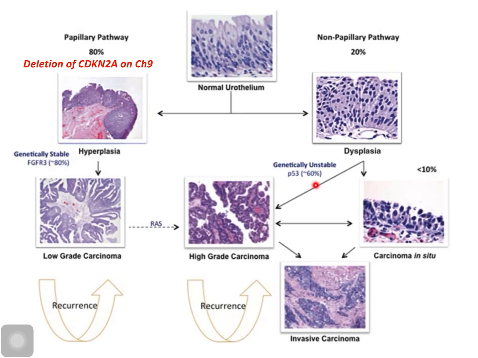Those cases which show P53 mutation directly go into high grade carcinoma, and a few percentage of this dysplastic urothelium go into carcinoma in situ, which finally goes into invasive carcinoma. In high grade carcinoma also there is high rate of recurrence.